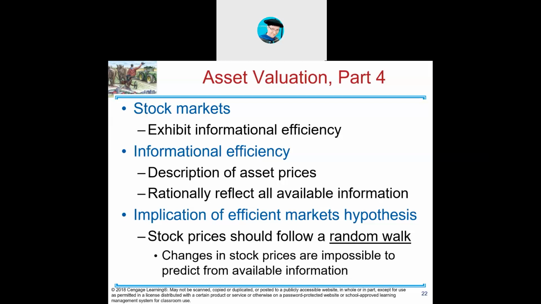And this one's important. The stock prices should follow a random walk. It's where the changes in the stock prices are impossible to predict from available information. What does that mean? The stock price is going to go up and down regardless of what the actual information tells us.